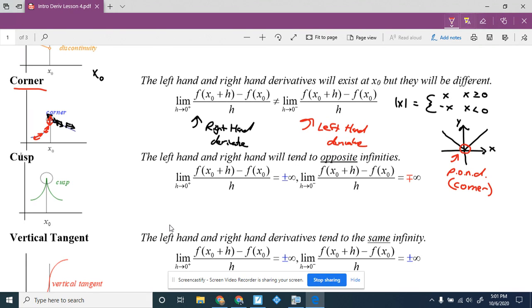All right, we also have things called cusps. Cusps are pretty cool. So what's the deal there? How do they play out? Well, notice we're still looking at the right-hand and the left-hand derivative, but if one of those derivatives is an infinity, in fact, if they're opposite infinities. So in other words, if the right-hand derivative is positive infinity and the left-hand derivative is negative infinity, so opposite infinities, you would get a cusp.